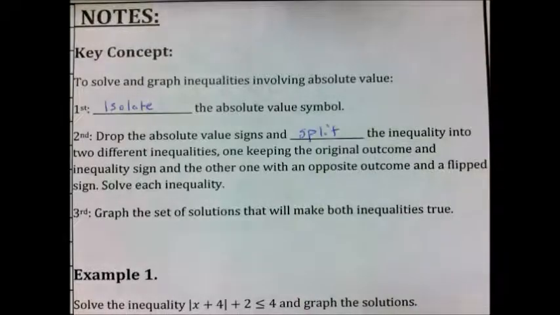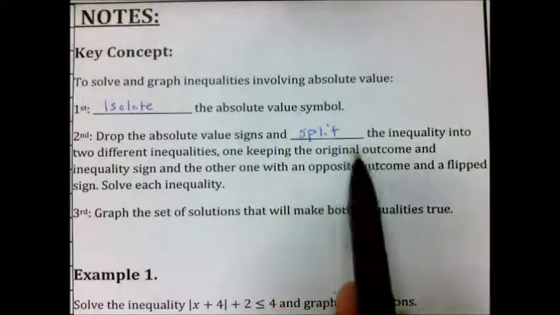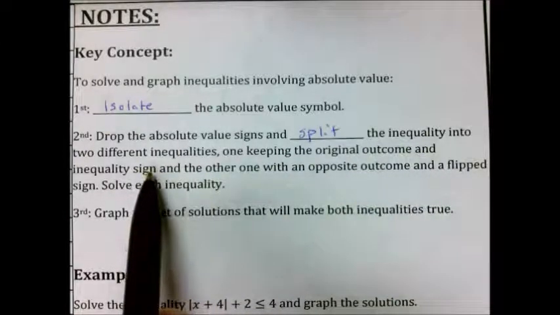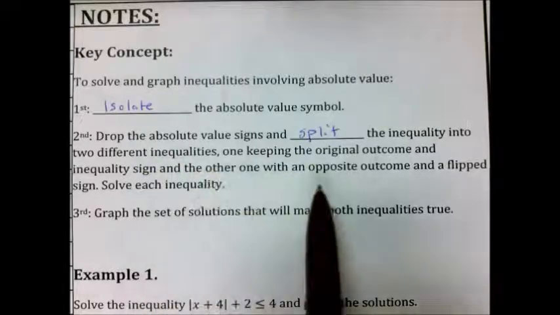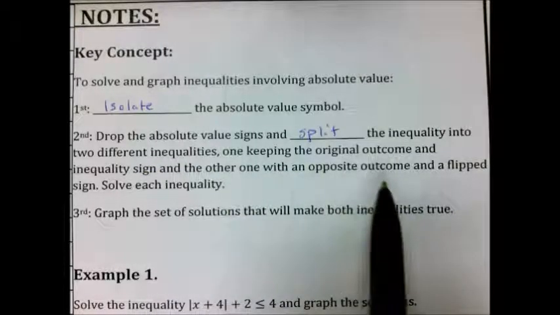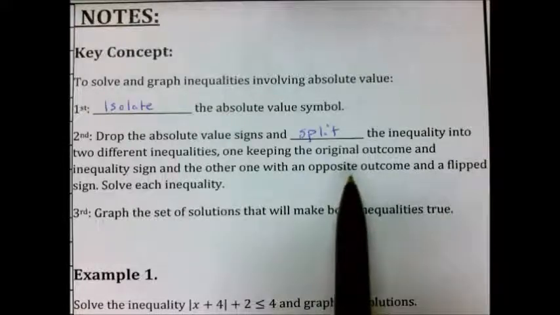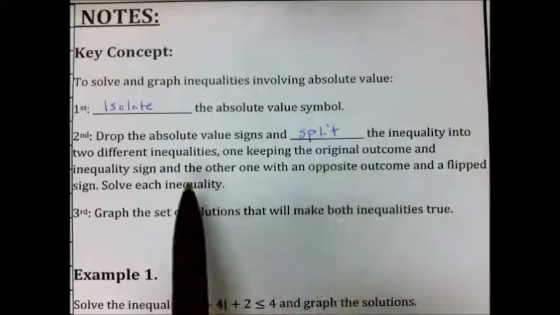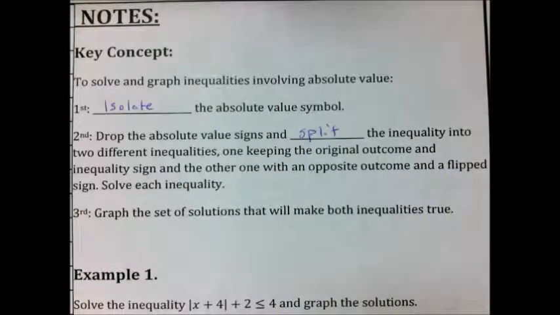One of those that you split, you're going to keep the original outcome and inequality sign. Okay, it's going to stay the exact same. For the other one that you split, you're going to make it an opposite outcome, meaning that if it was positive, it's going to be negative, and if it was negative, it's going to be positive. And then you're also going to flip the sign, okay? And then, after you do that, solve each inequality, and finally, the third step is to graph the set of solutions that will make both inequalities true.